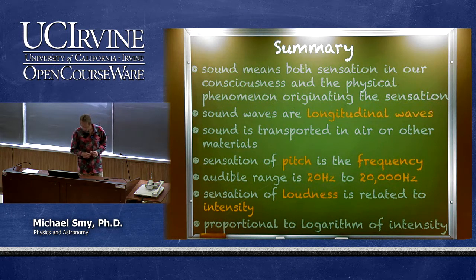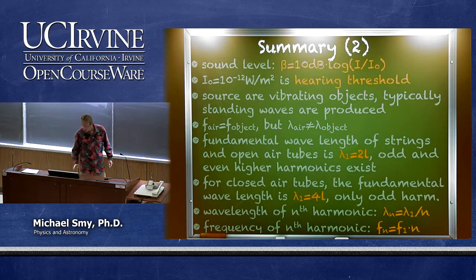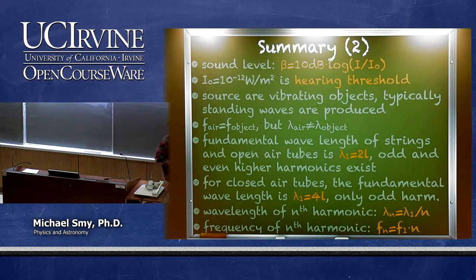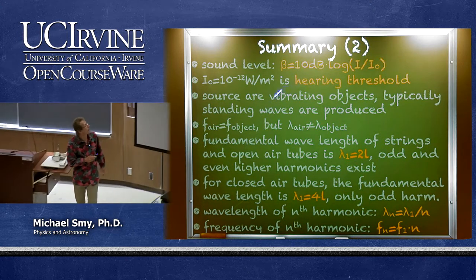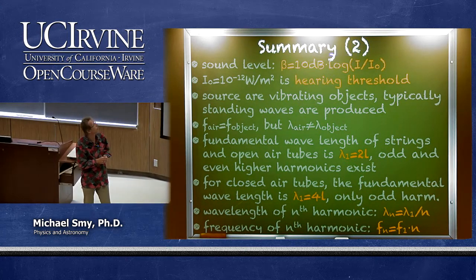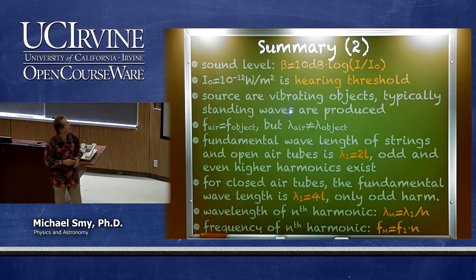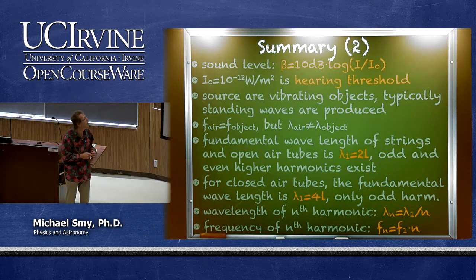The loudness is actually proportional to the logarithm of the intensity, not to the intensity itself. And one therefore defines the sound level, beta, in units of decibels, as 10 decibels times the logarithm of the ratio I over I naught, where I is the intensity, and I naught is some reference intensity, which is taken as the human hearing threshold, or 10 to the minus 12 watts per meter squared.